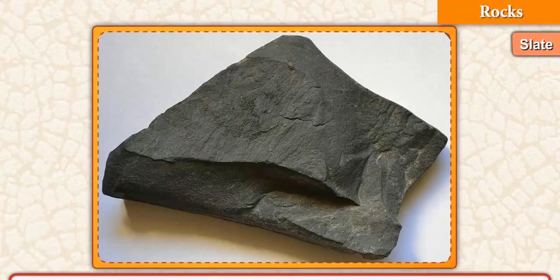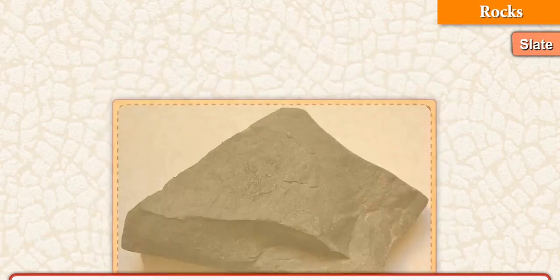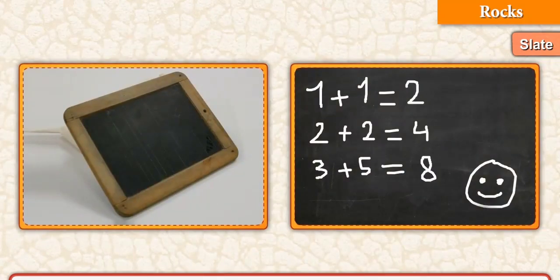Slate. It is formed from shale, a sedimentary rock. Both shale and slate can split into thin layers. It is used for making blackboards and handheld writing boards called slates.